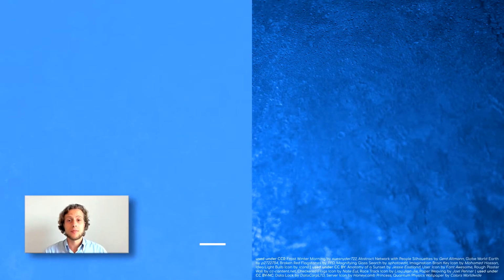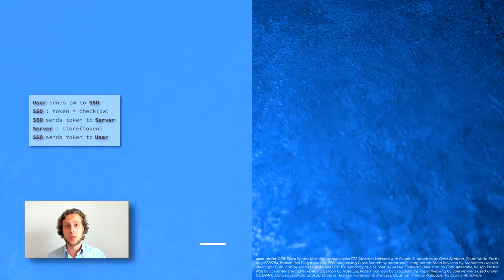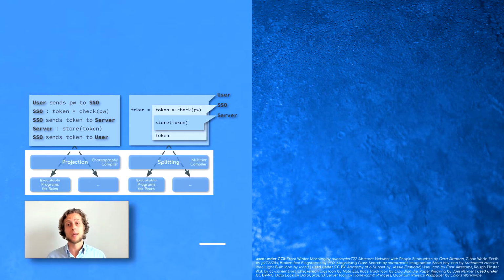So the take-home lesson of this paper is that choreographies are described from an objective viewpoint, and multi-tier languages are a way to describe programs from multiple subjective viewpoints, but they both map to the same execution model.